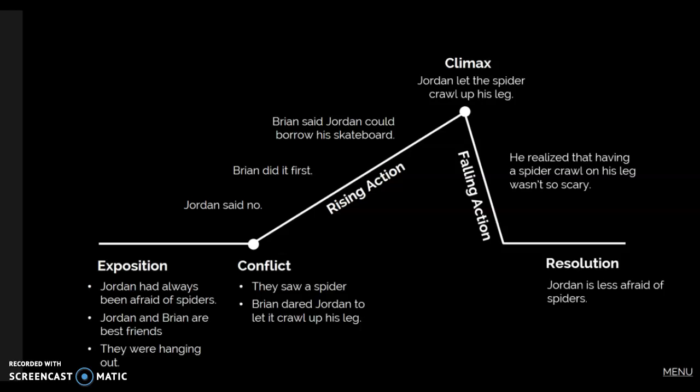Here, the resolution comes in the form of Jordan being less afraid of spiders, right? So, because this story is very, very short, it doesn't really flat out say that Jordan is less afraid of spiders. Instead, it's implied. We have to make an inference here. Because it said, hey, it wasn't so bad, right? So you have to sort of figure out or assume or infer that now that Jordan has had a spider crawl on his leg and he realized he's all right, maybe he's less afraid of spiders. So this is the resolution.